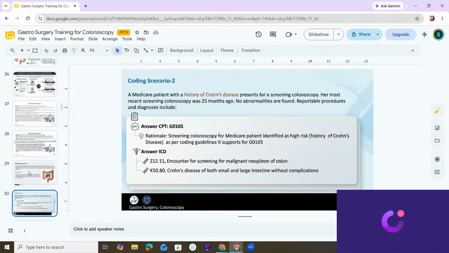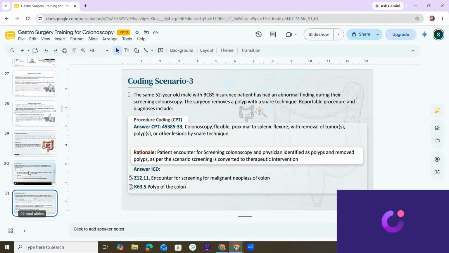Similarly, in the second scenario, the patient has a history of Crohn's disease and presents for screening colonoscopy. Her most recent screening colonoscopy was 25 months ago. No abnormalities are found. Reportable procedure: you will see here G0105. Rationale: screening colonoscopy for a Medicare patient identified as high risk because of the history of Crohn's disease. As per the coding guideline, it supports G0105. Answer: Z12.11 encounter for screening for malignant neoplasm of the colon, and K50.80 Crohn's disease of both small and large intestine without complication. So this way we are coding these things.